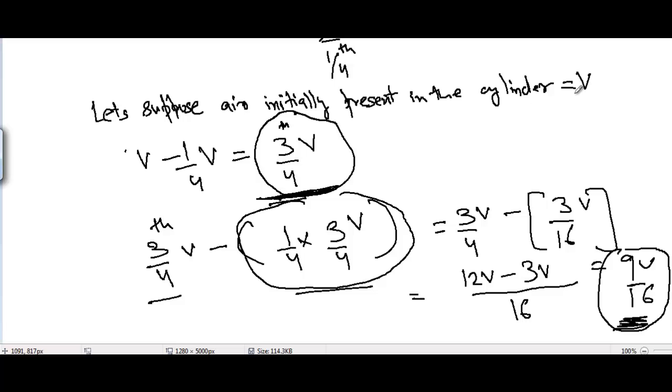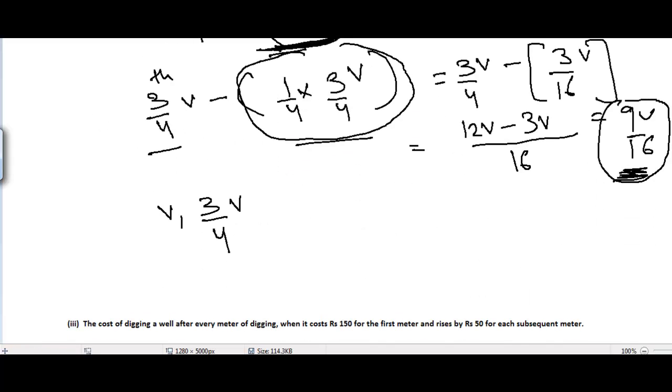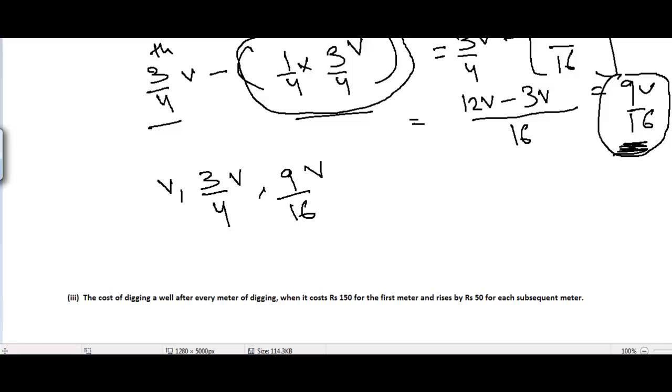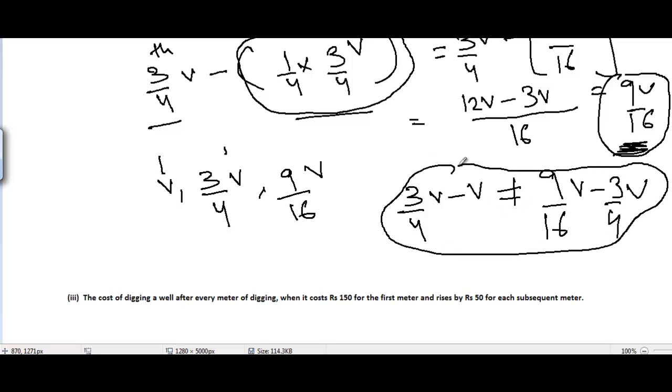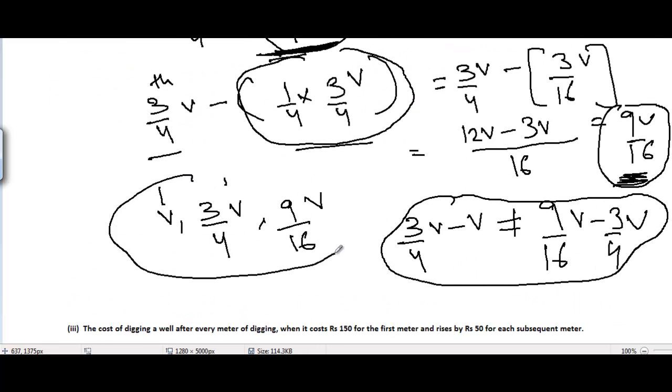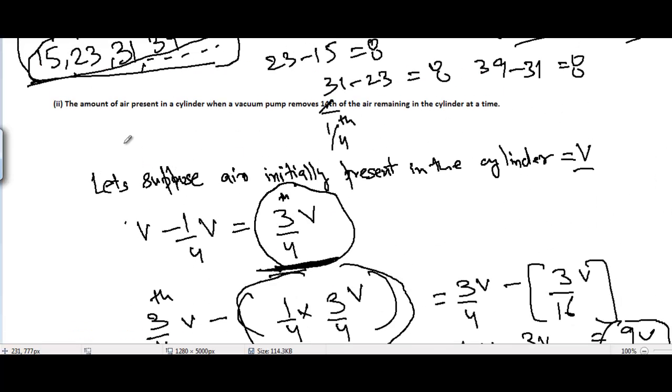Initially we have v, and then next time we will have 3/4 of v, and next time we have 9 divided by 16v of air. Now if we check the difference between any two consecutive terms here, it's not the same, because 3/4v minus v is not equal to 9/16v minus 3/4v. They are not equal to each other. So the difference between any two consecutive terms is not constant. That's why we say that the numbers related with this situation given here don't form an AP. So the answer is no.